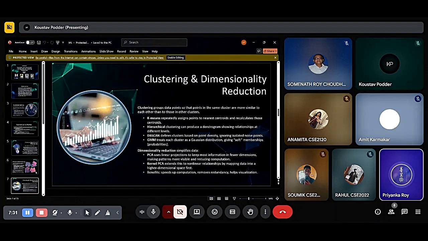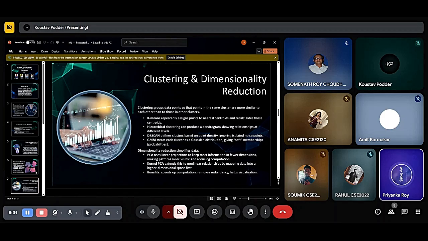Hierarchical clustering builds a sort of family tree, a dendrogram, showing how the clusters relate to each other at different levels. Next, DBSCAN looks for dense regions of data points and treats isolated points as noise. And lastly, GMM, which stands for Gaussian mixture models, assumes each cluster is shaped like a Gaussian distribution and gives us the probability of each point's cluster membership.